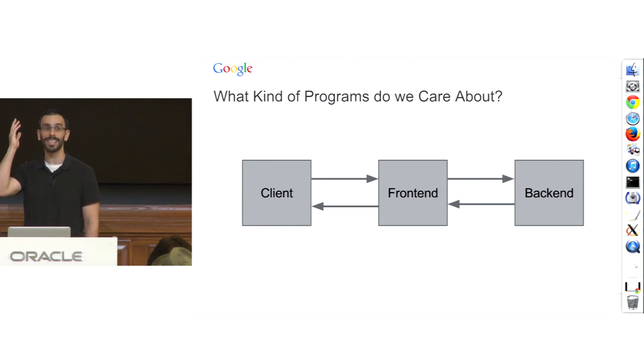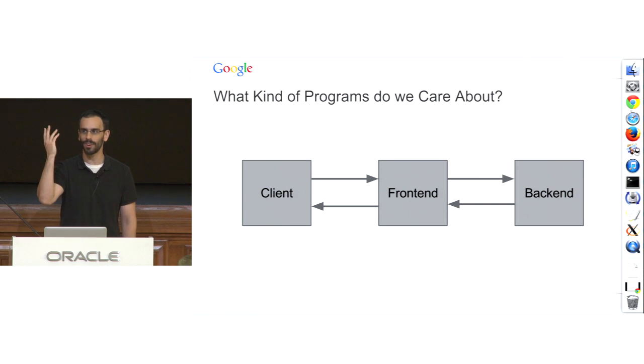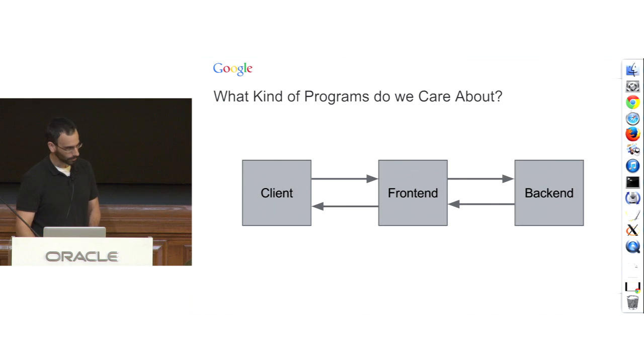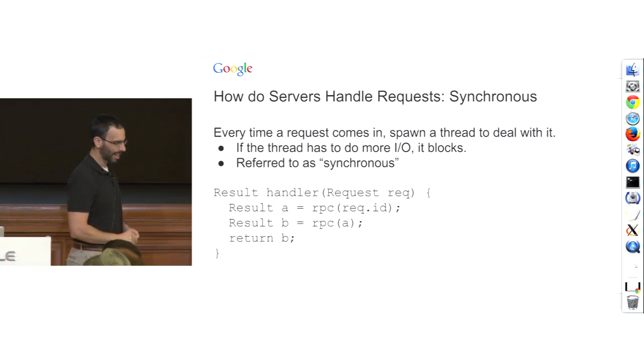So a large number of different kinds of programs actually decompose to something that looks kind of like this, right? Even if your client is the person sitting at the keyboard, and your front end is some program that you're running, and your back end is the disk you're reading off of. So how do we write those sorts of programs? Well, they're all kind of multi-threaded.